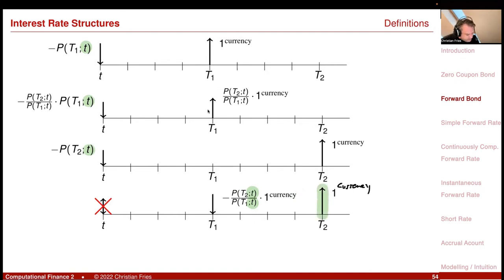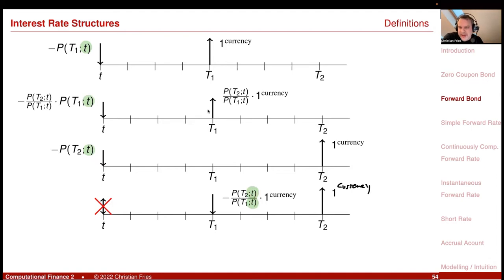So you could say that this small additional amount here, if you go from here to here, constitutes an interest rate, but it's an interest rate observed in little t for a future time period.